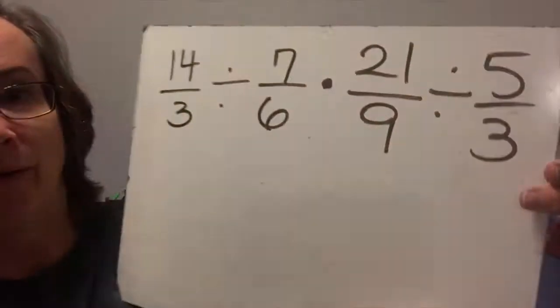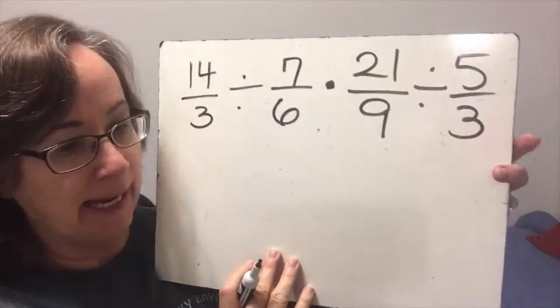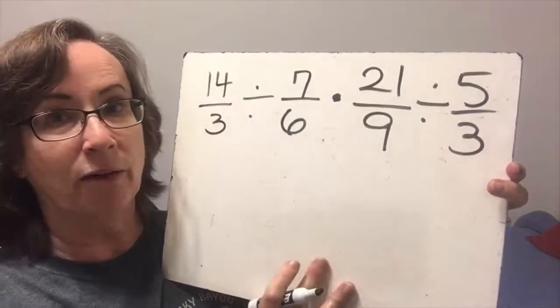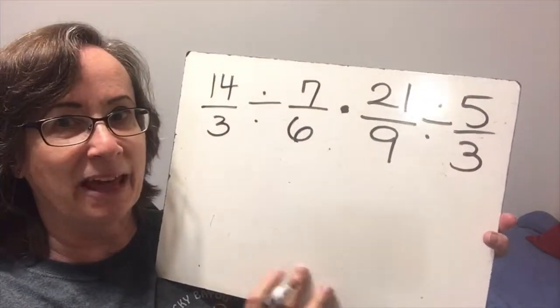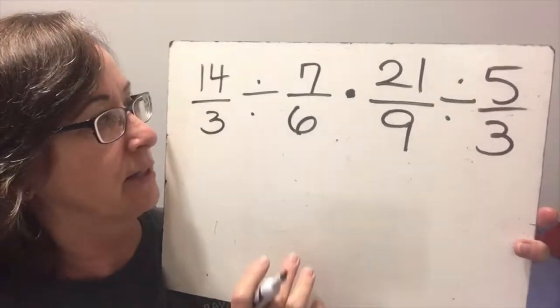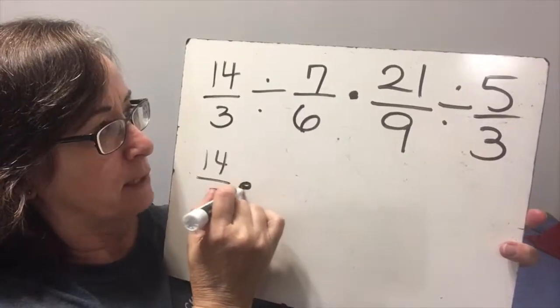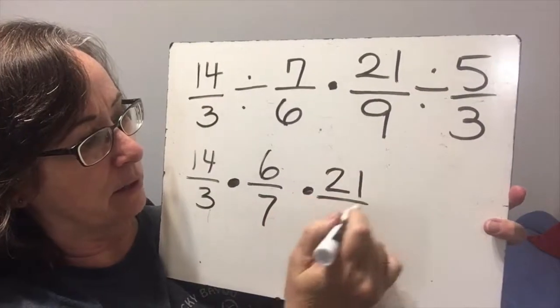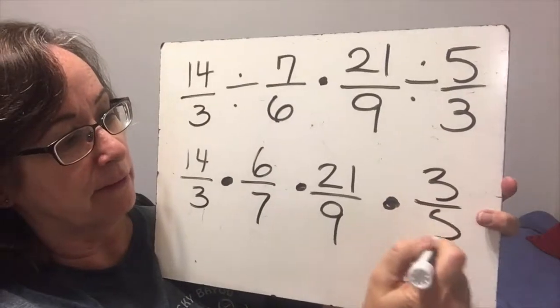Now for our very last practice, we have a whopper. Okay, so we have 4 fractions and they are already in their improper form. So we don't have to turn them into improper form. So all we have to do is get them all multiplied. So we're going to turn this one, we'll keep this one the same. Right, this one is times 6 over 7 times 21 over 9 times, flip that one over, 3 over 5.